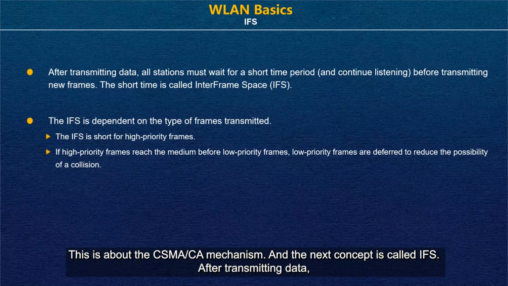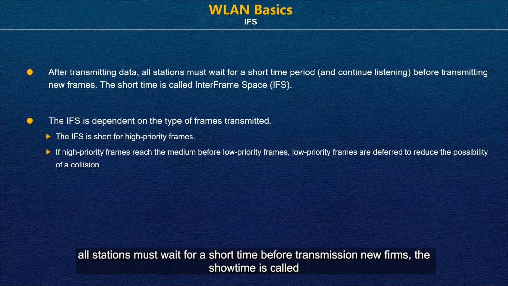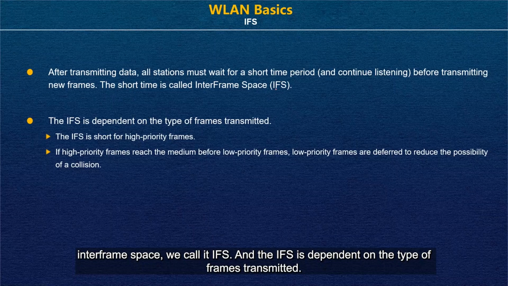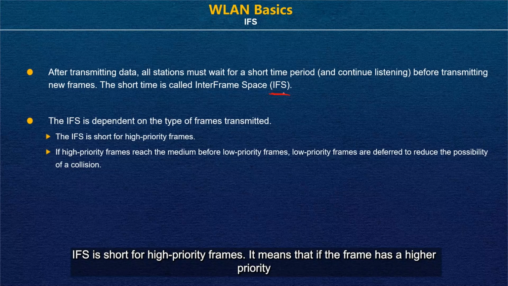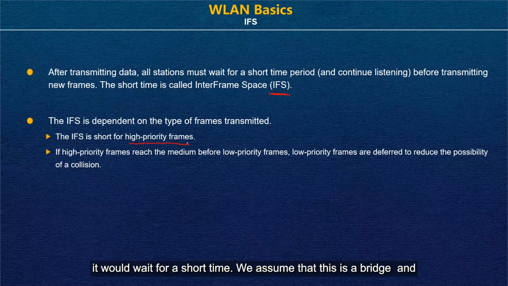And the next concept is called IFS. After transmitting data, all stations must wait for a short time before transmitting new frames. The short time is called interframe space. We call it IFS. And the IFS is independent of the type of frame transmitted. The IFS is short for high priority frames, which means that if the frame has a higher priority, it would wait for a short time.